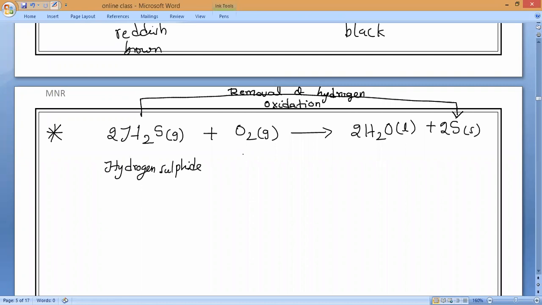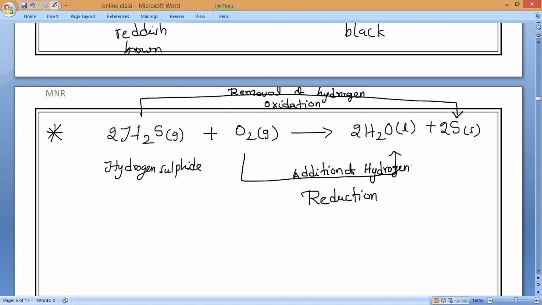Same way, next. Oxygen is going to turn into water. Then what is happening here? Reduction. Addition of hydrogen. So what do we call this one? Reduction. Can you understand, everybody?